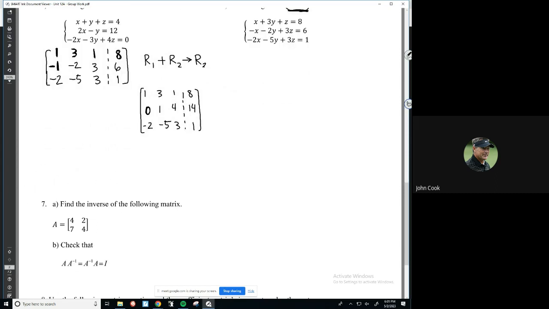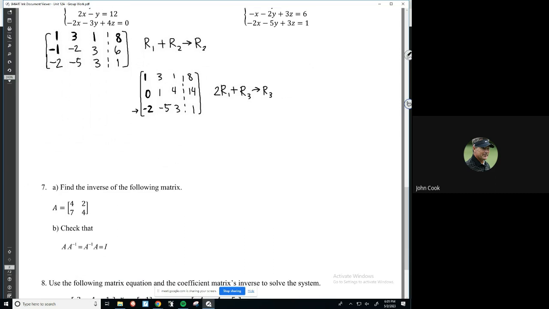Now let's go ahead and turn this negative 2 into a 0. So I'm going to use this 1, my pivot, and I'm going to turn that negative 2 into a 0. I don't care about all the other stuff. All I've got to do is take that 1 and multiply it by 2. And if I added it onto the third row, it would turn that negative 2 into a 0. Okay, so that's what I'm going to do, and I'm going to replace row 3 with whatever I get. All right, so here we go. Ready? Next step is, I keep the first row the same, 1, 3, 1, 8. And the second row stays the same, 0, 1, 4, 14. But then that third row is going to change.